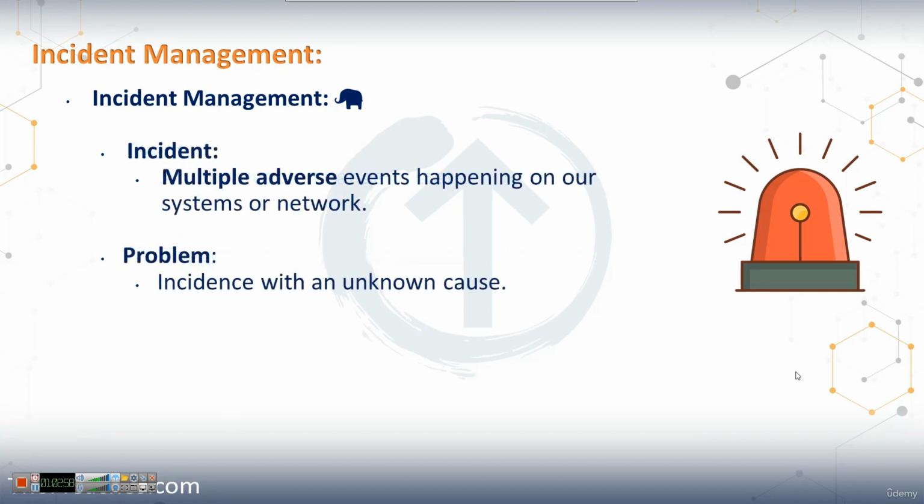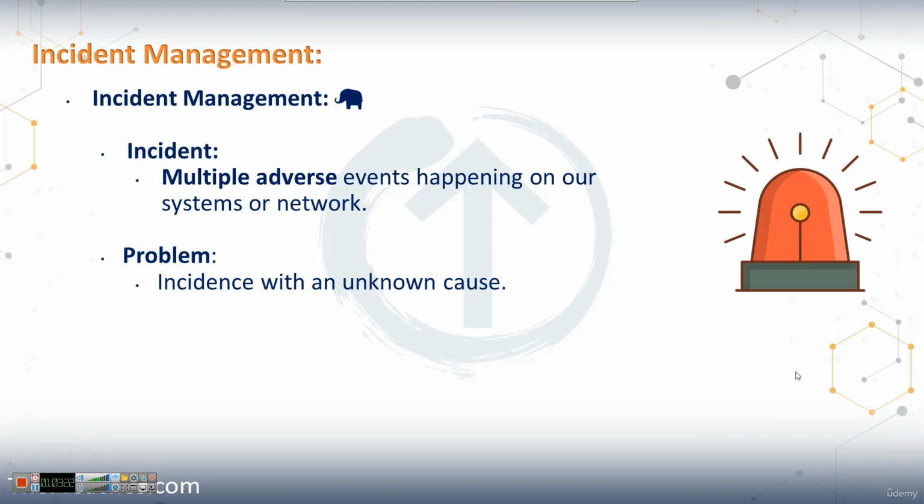Next up, we have an incident. And an incident is when multiple adverse events happen on our systems or on our network. And most of these are caused by people. And the keyword here really is multiple. I think throughout the course and the training, you need to train your brain to spot those keywords because they are so critical on the exam. So if you see multiple and adverse, well then you know it is an incident.